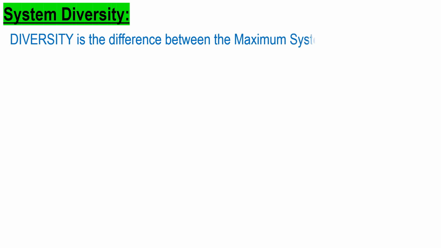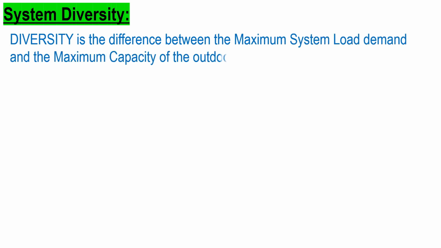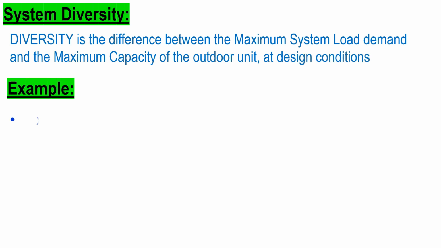System diversity. Diversity is the difference between the maximum system load demand and the maximum capacity of the outdoor unit at design conditions. Here, we see an example of a Daikin system that applies the system diversity.